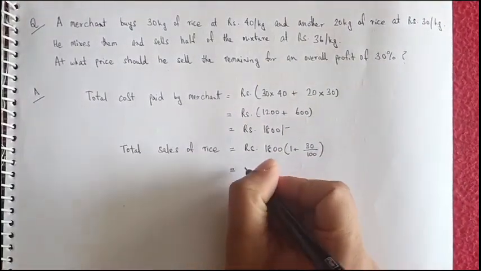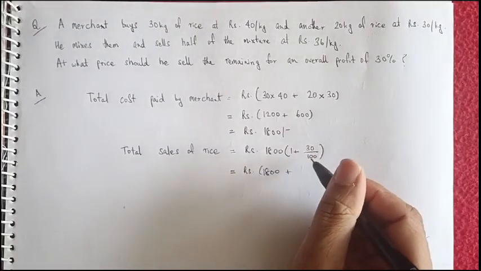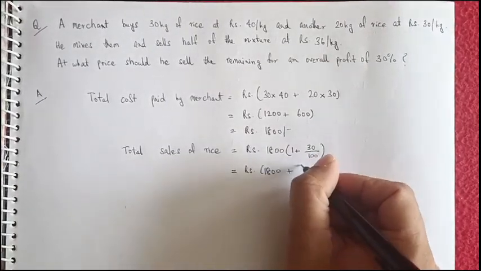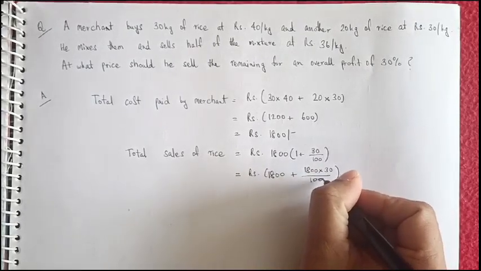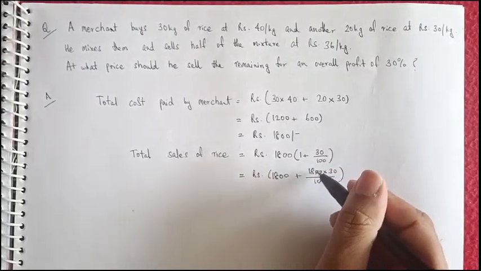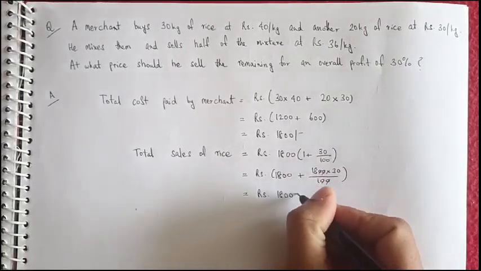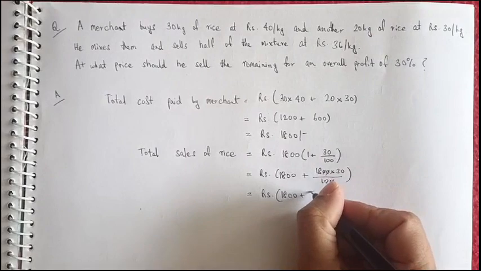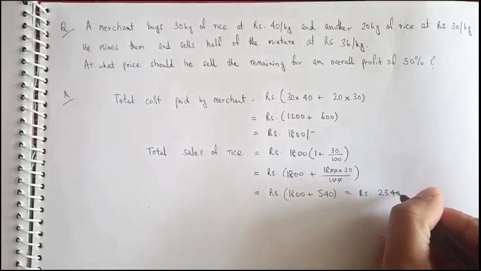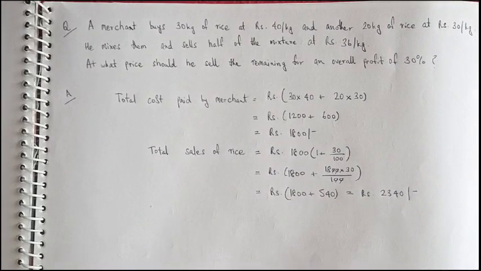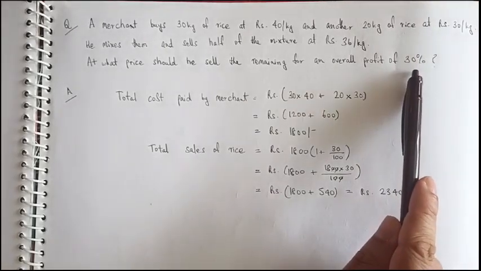So this means it will be how much? Rupees 1800 plus, I am just putting the 1800 inside. The 0 and 0 will get cut, or let us just do it in the normal long form. So the 0 and 0 are cut here. So we get 540 here, right? So rupees 1800 plus 540, which comes to 2340. So this is the total sales that this merchant should achieve for a total profit of 30%.